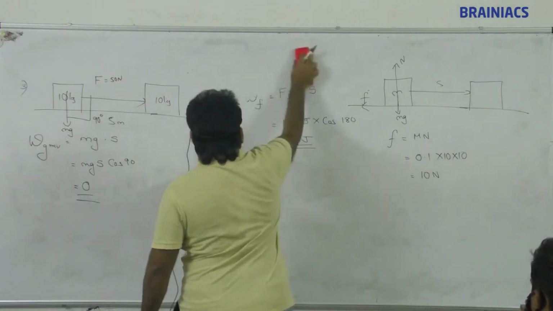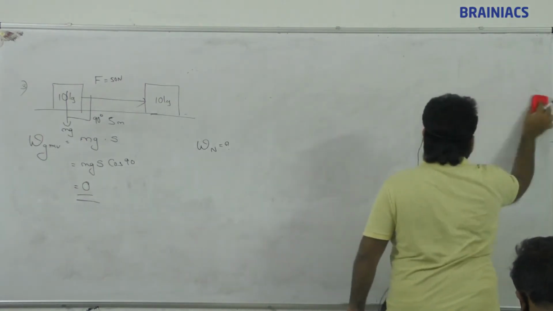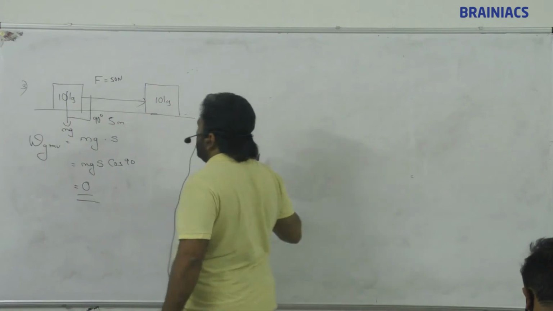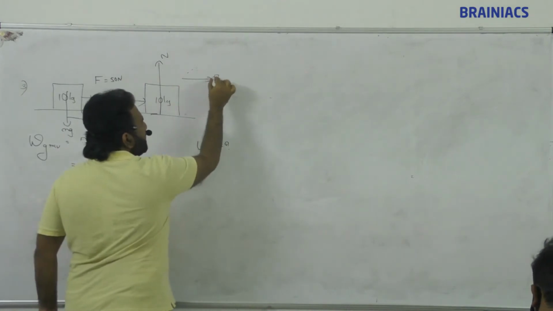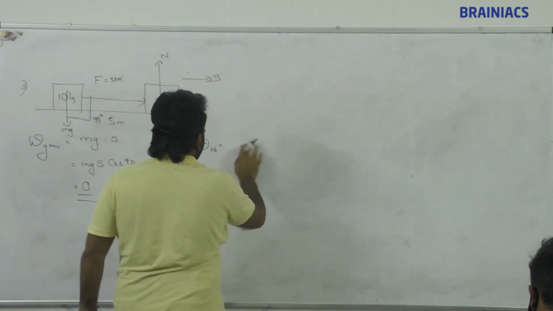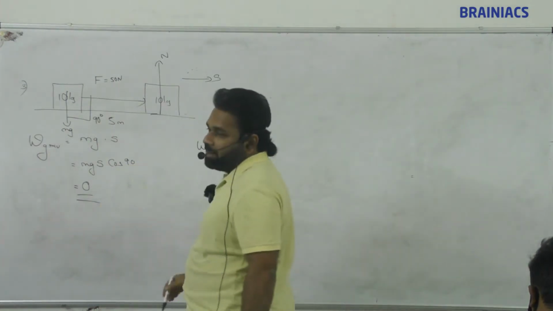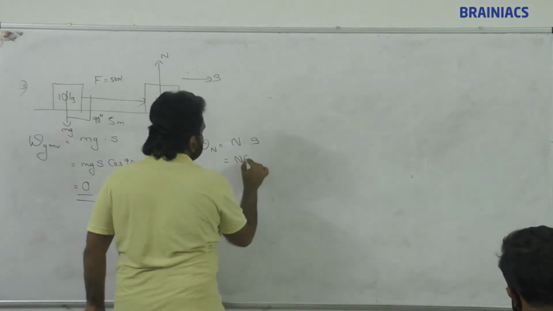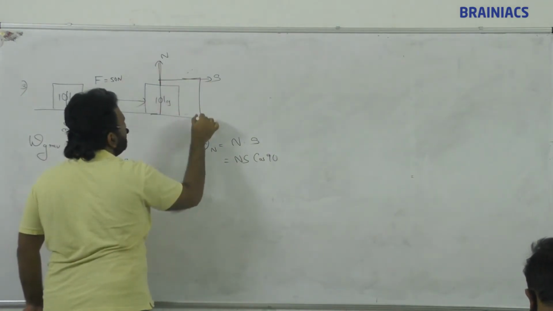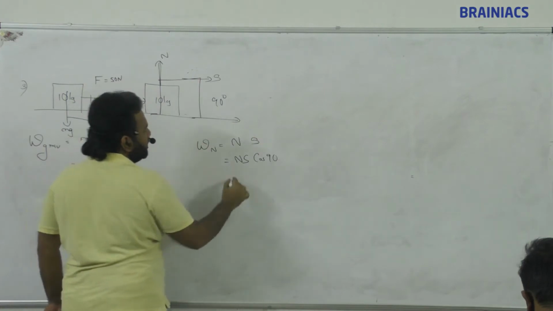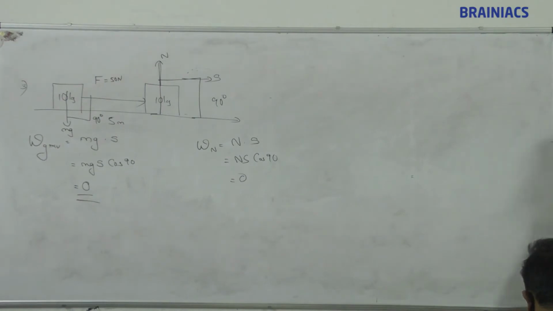What is the work done by normal reaction in this case? 0. Correct? Normal reaction will be acting in this direction. Displacement is acting in this direction. So the work is going to be N dot s, N s cos 90. Normal reaction and displacement, the angle is 90 degrees. This is going to be 0. Clear? Okay, done. Fine.